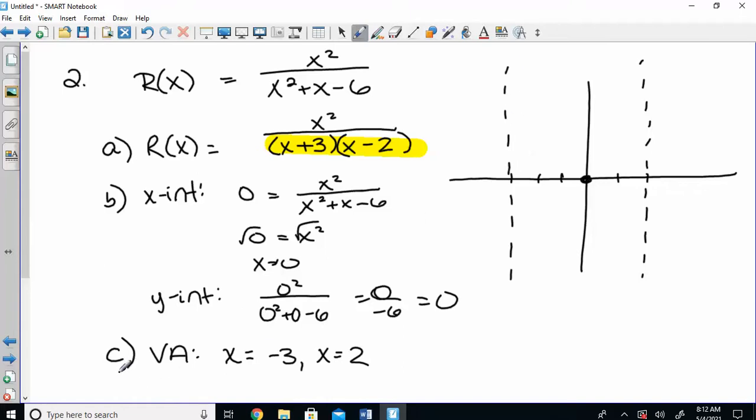Okay, then we have to look at horizontal or oblique. Oblique happens when the degree on top is 1 more than the bottom. Okay, this is x squared over x squared, so it's the same degree. If it's the same degree, how do we get the asymptote? Divide the leading coefficients. So 1x squared over 1x squared is just 1. So our horizontal is y equals 1. So if the degree on top was smaller, it was always 0. If it's the same, you divide the leading coefficients. And if it's 1 bigger, it's oblique.